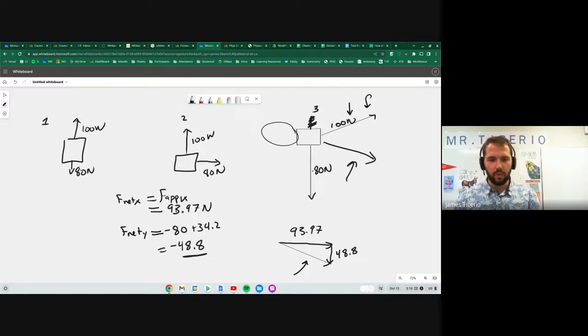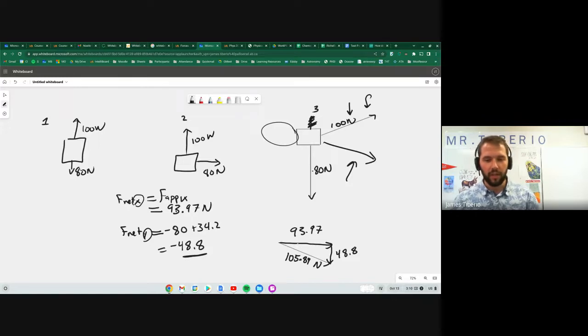Then what we do is just a squared plus b squared equals c squared. So I'm going to square that number, and I'm going to square 93.97. Square root that answer, and it turns out our resultant, 105.89 newtons, is our resultant net force. It's not our Fnet x or y, it's the combined net force.